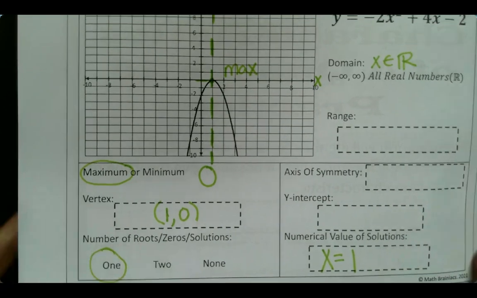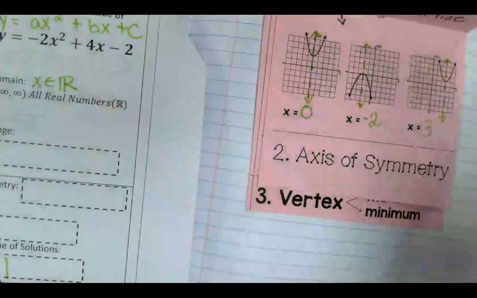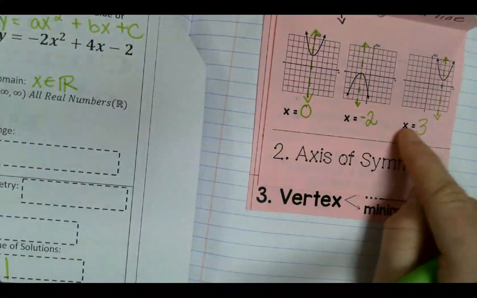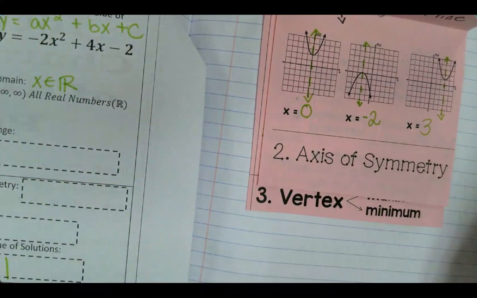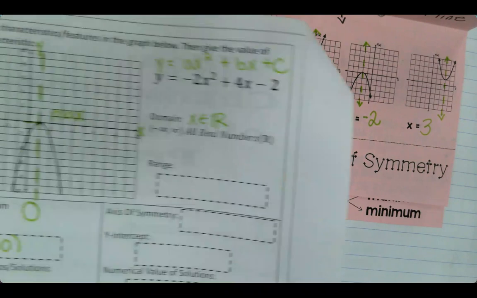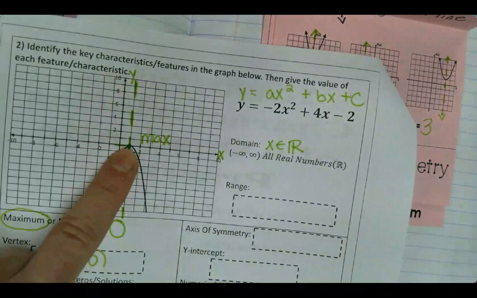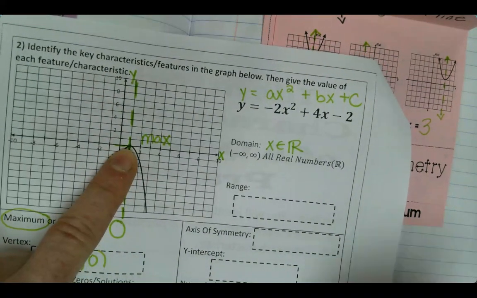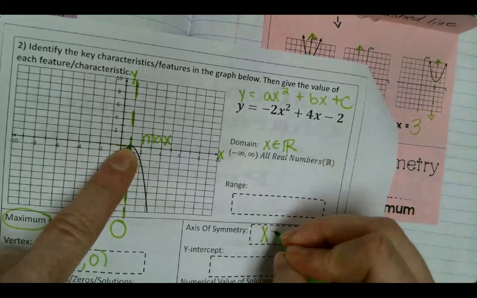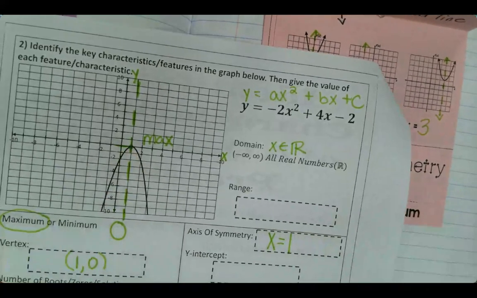Okay, and we write that. So if you look back at our notes for axis of symmetry, it's written as x equals some number, wherever it crosses on the x-axis, wherever that dotted line crosses. So in this case, it crosses at 1. So our axis of symmetry is x equals 1.